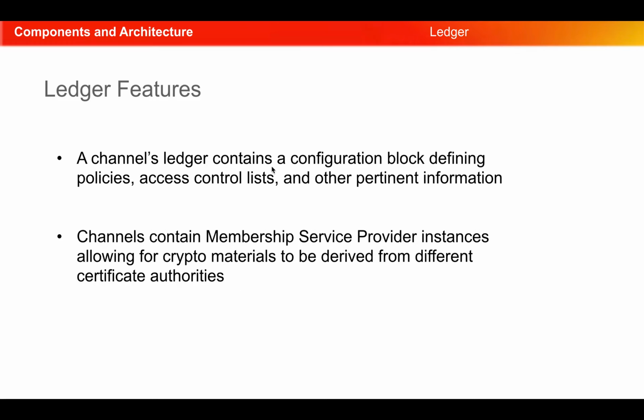A channel's ledger contains a configuration block defining policies, access control lists, and other pertinent information. You can see this information in a configuration file in the lab section. Channels contain MSP, or membership service provider, instances, allowing crypto materials to be derived from different certification authorities. As we know, to talk to the network, every entity participating in the network should have an authorized certificate, which is provided by the membership service provider. So those certificates are used.